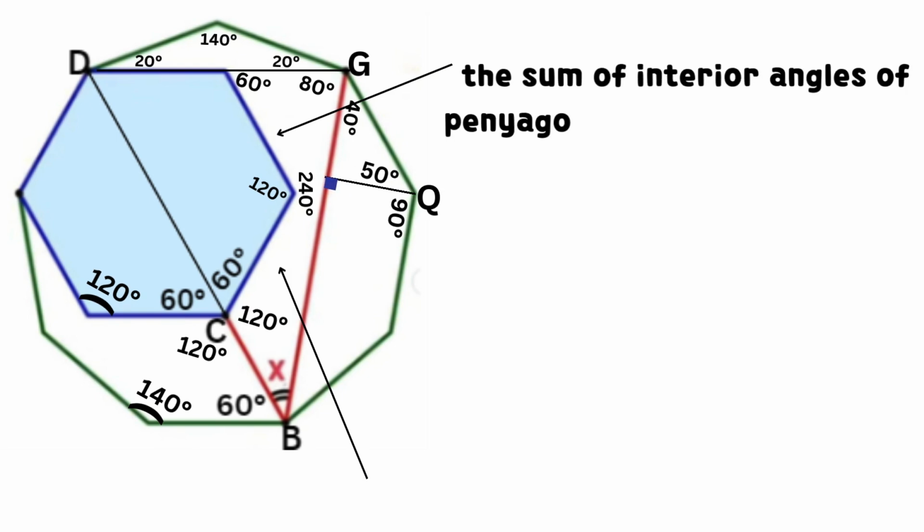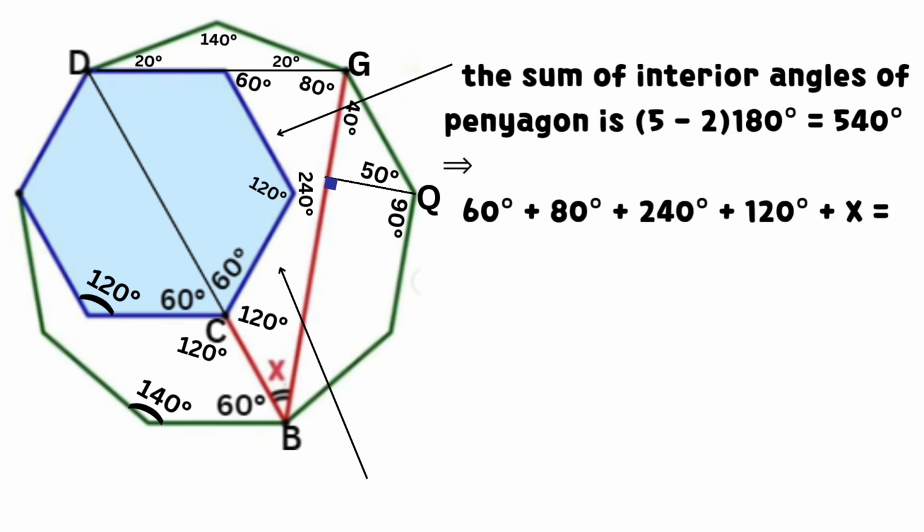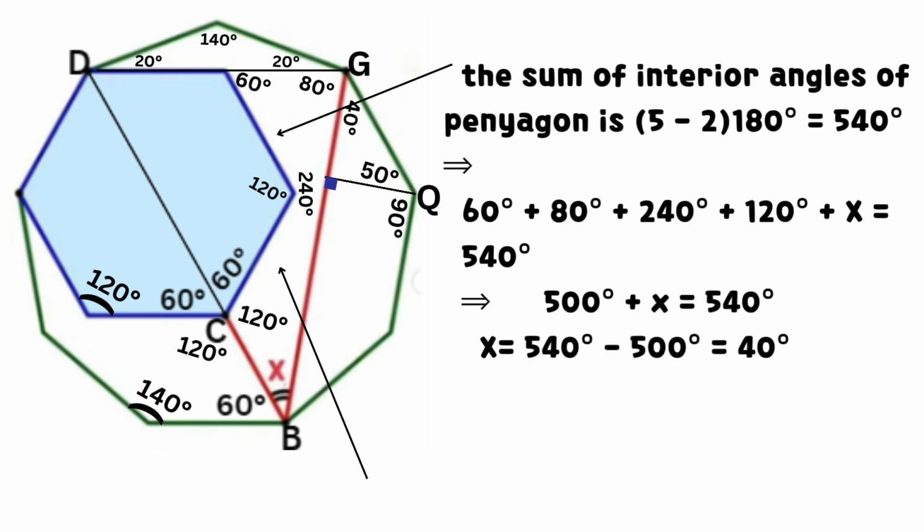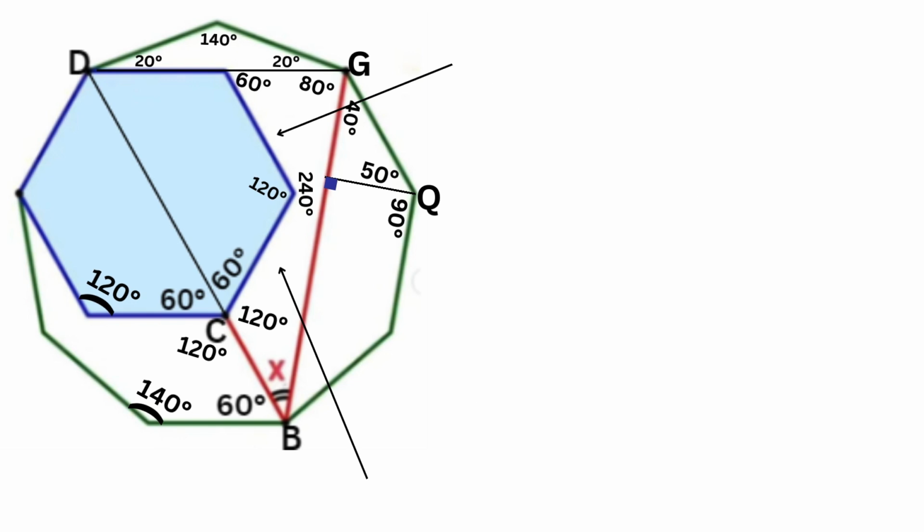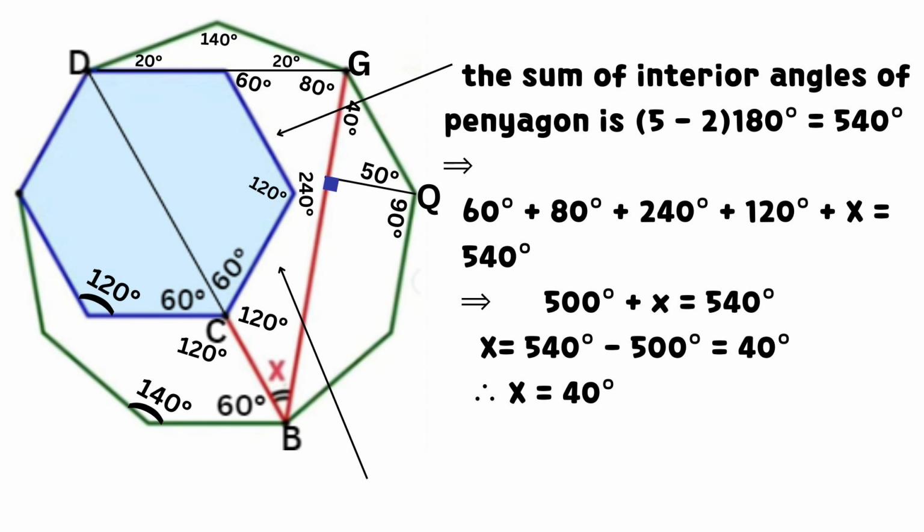The sum of interior angles of a pentagon is 180 degrees multiplied by 5 minus 2, which equals 540 degrees. This implies that the sum of 60 degrees, 80 degrees, 240 degrees, 120 degrees and x equals 540 degrees. Simplify and make x the subject of the formula, and we have that x equals 540 degrees minus 500 degrees, which equals 40 degrees. Therefore, x equals 40 degrees.